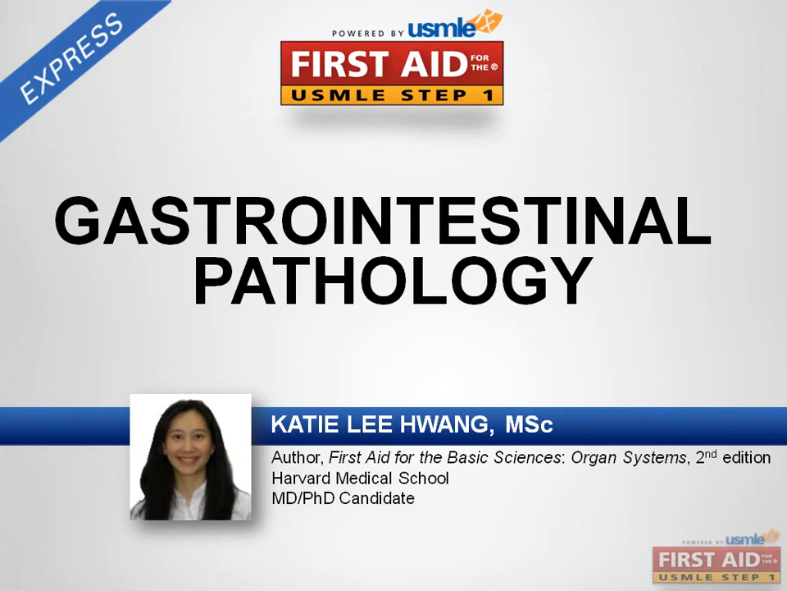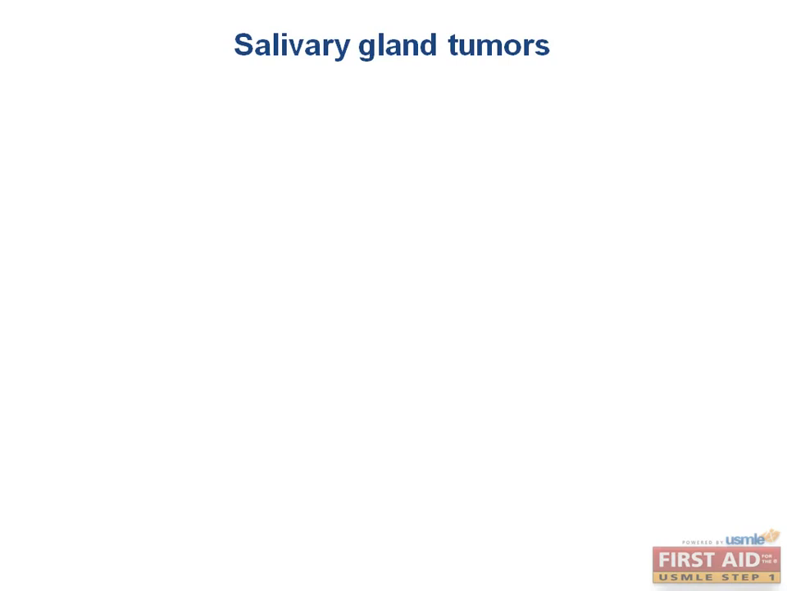So now that we've given you some basis for how the GI system works normally, let's now launch into all the different ways it can become diseased. Let's first start at the mouth. We mentioned the components of saliva and the 3 paired salivary glands in the physiology sections. So now let's touch on the tumors that can occur in the salivary glands.